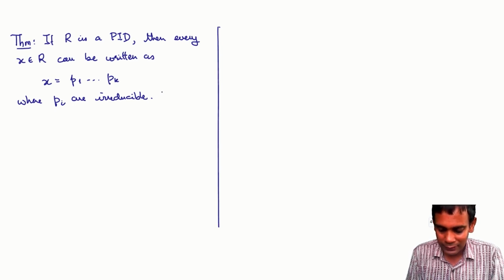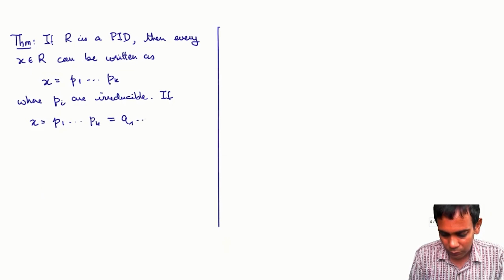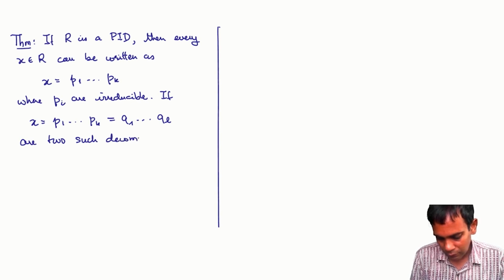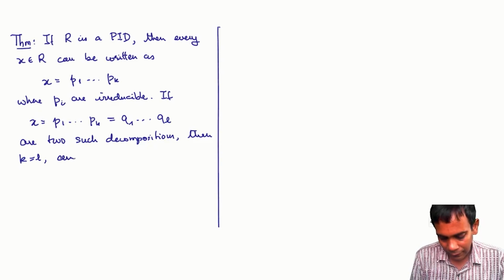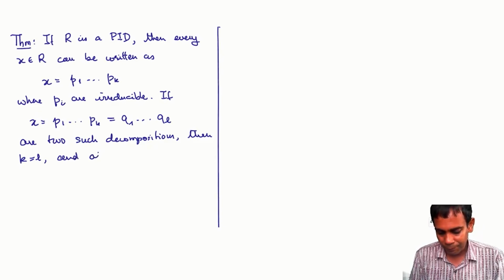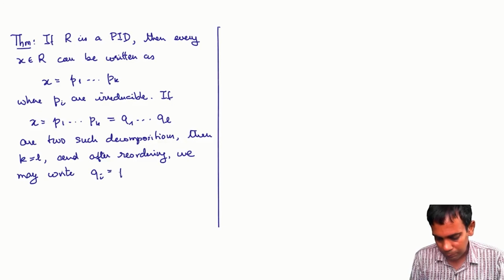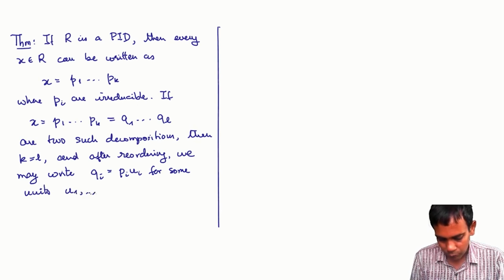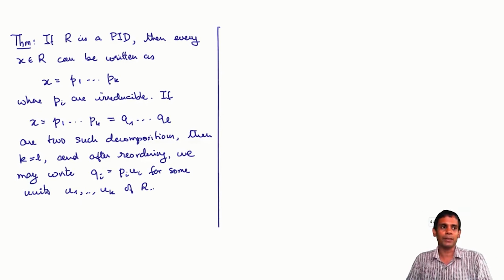This decomposition is unique in the sense that if x equals p1 p2 ... pk is equal to q1 q2 ... ql are two such decompositions, then k equals l, and the q's can be reordered so that we can write qi equals pi times ui for some units u1, u2, ..., uk of R. So the factorization is unique up to multiplication by units.